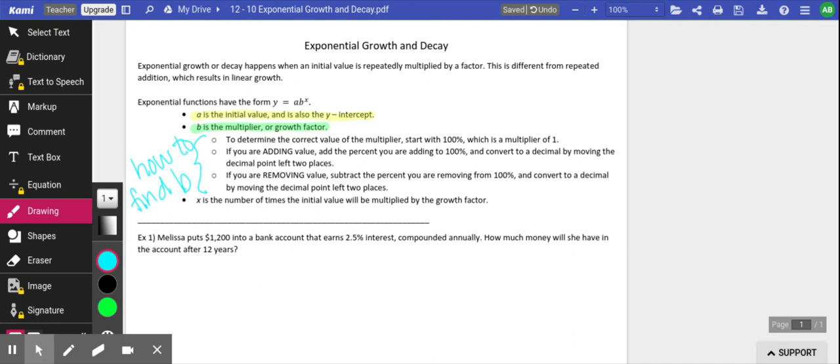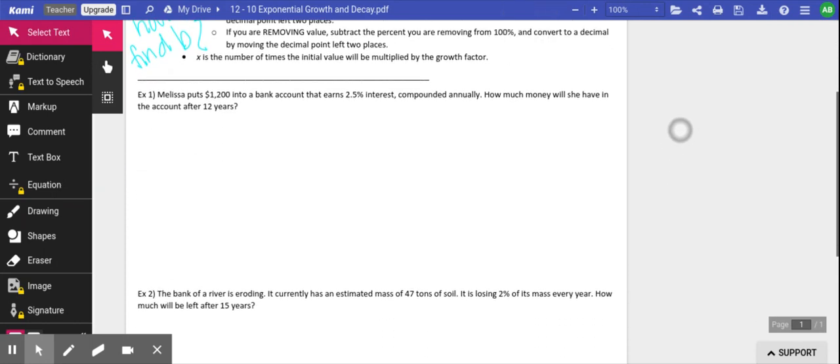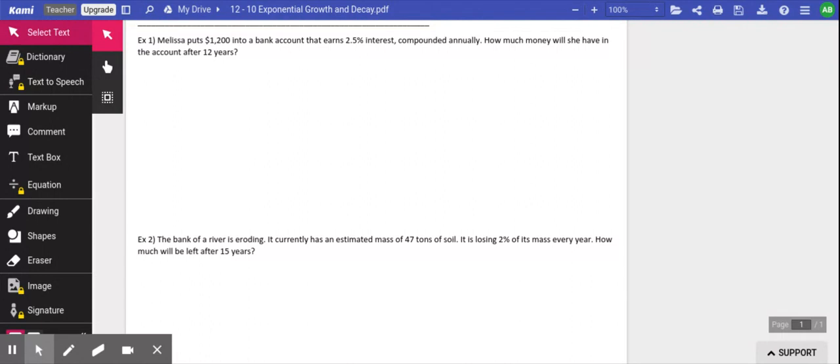Okay, and then right underneath there, we have X is the number of times the initial value will be multiplied by the growth factor. So usually X is going to be an amount of time, whether it's years, days, weeks, it could be whatever you want. It's going to really tell you what it should be in the word problem itself. So what we're going to do to start is we are going to do these two examples down here.